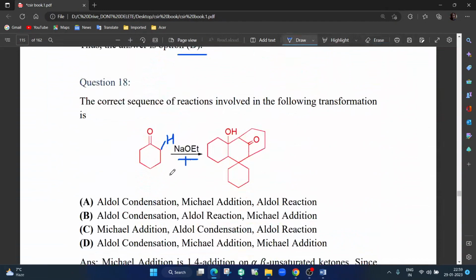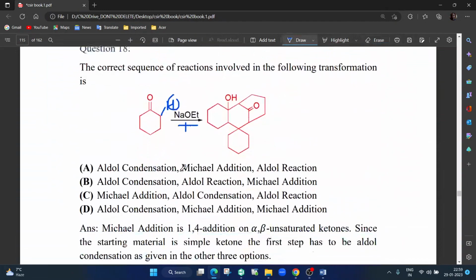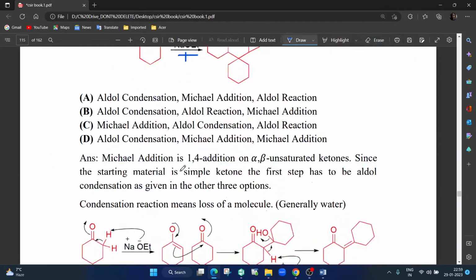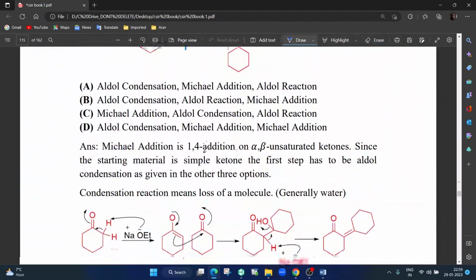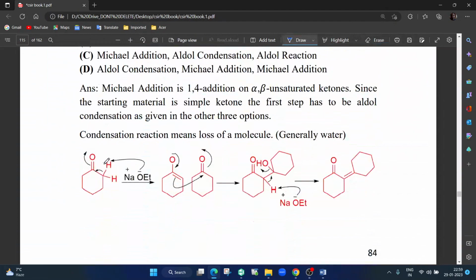Sodium ethoxide pulls away the proton from here. I will show you the mechanism anyway. The difference between a reaction and a condensation is that in a reaction, it just occurs and you get a hydroxide. In condensation, at least one molecule has to be lost, and generally the molecule lost is water. So the first step is that this proton is removed and you get a negative charge. There are two resonance structures: a negative charge on carbon, and another with the negative charge on oxygen.